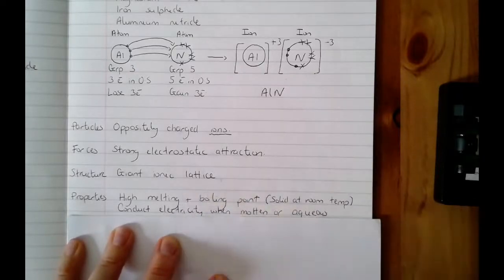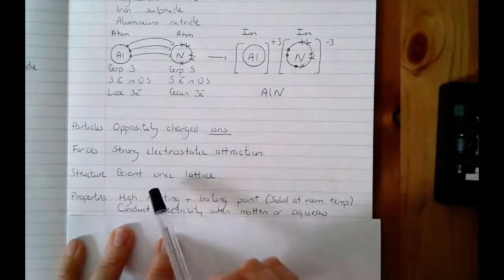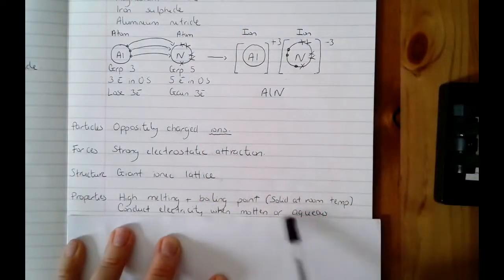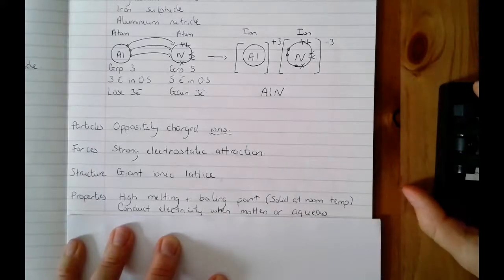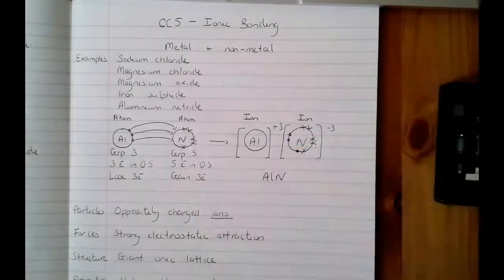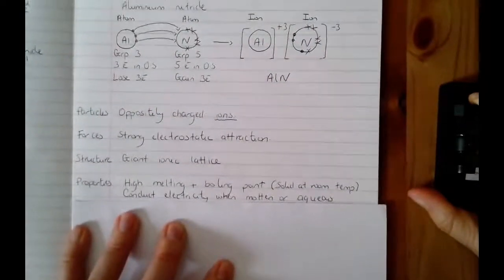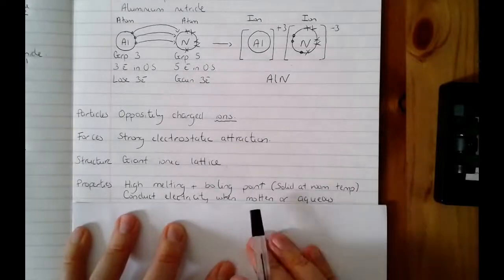These two properties apply to all ionic compounds. So if you were asked for a property of aluminium nitride, because aluminium nitride is ionic, you would say it's got a high melting and boiling point and can conduct electricity when molten or aqueous. You would give the exact same answer if you were asked for a property of magnesium chloride or iron sulfide or any other ionic compound. As well as knowing these properties, you also need to be able to explain them.